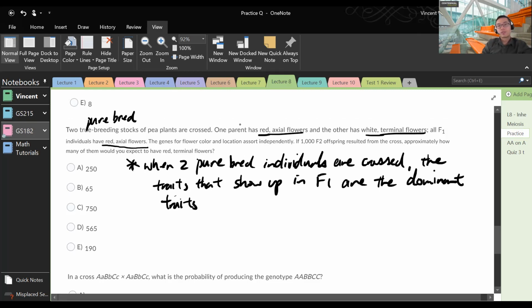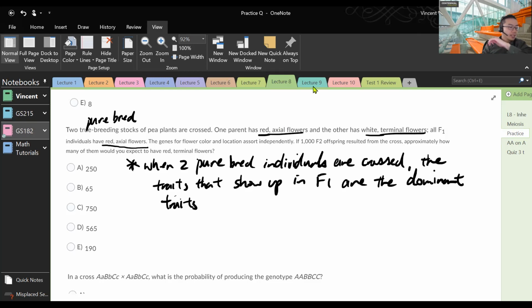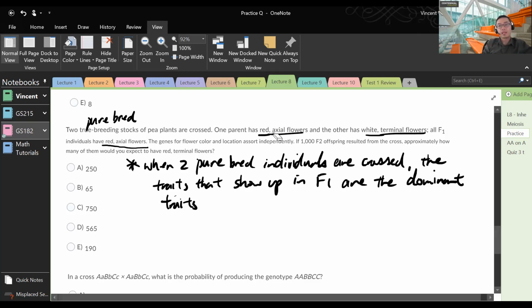Okay. So just by reading it, like red and white, I have no idea which one is dominant. Right? Is it axial or terminal? Terminal means the flower is at the end. Axial means it's like coming off from the branch, right? Okay. So then, how do you know which one is dominant and which one is not?